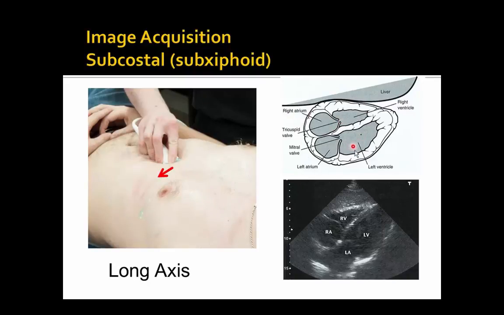And you'll see liver here, and again, closest to your probe is going to be the right side of the heart. So here's right ventricle, right atrium, tricuspid valve, interventricular septum, left ventricle, left atrium, white pericardium surrounding. Shouldn't have any fluid in it.